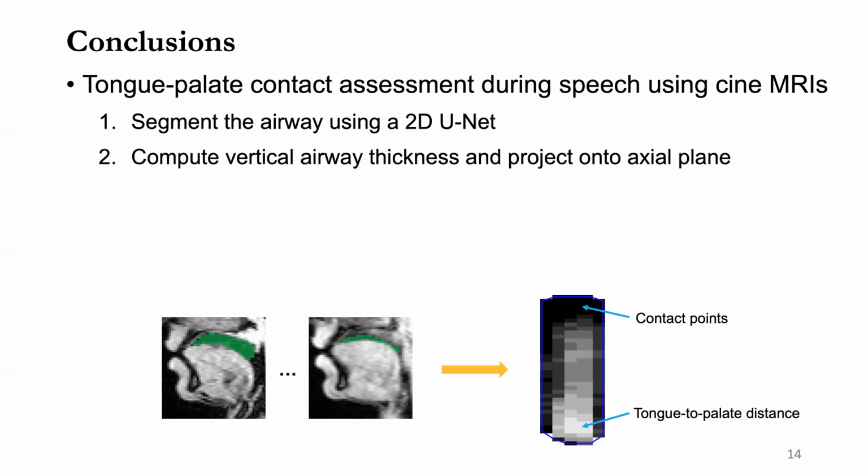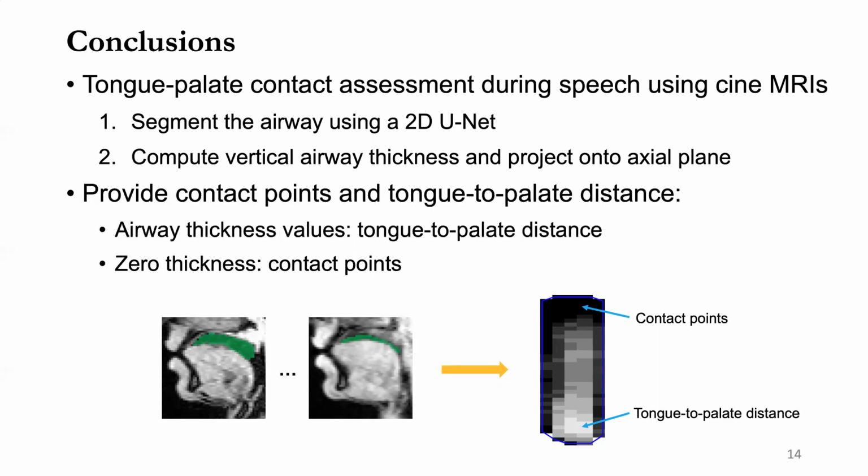The proposed method provides both tongue-palate contact points and the tongue-to-palate distance during speech, which could help better understand the speech generation. And the study of speech production is beneficial in diagnosis and treatment of pathological speech disorders. For example, the tongue-to-palate contact and distance information could improve the design and evaluation of prosthetics for speech therapy.